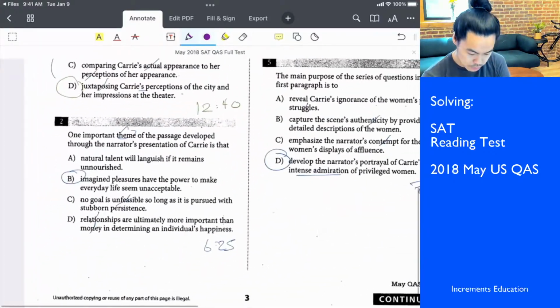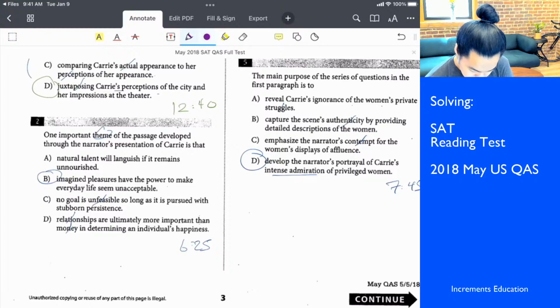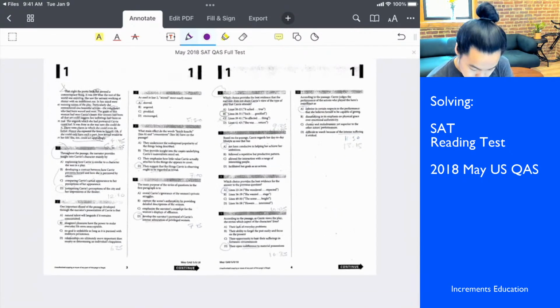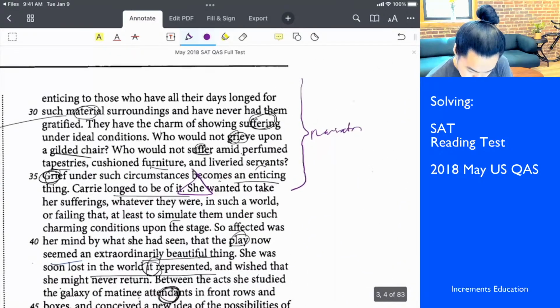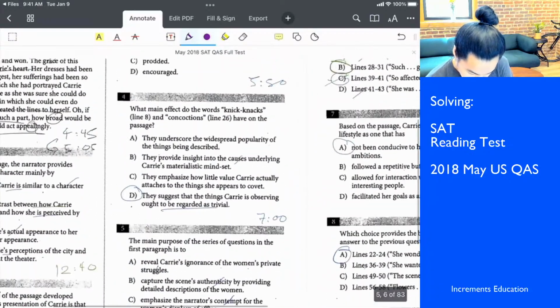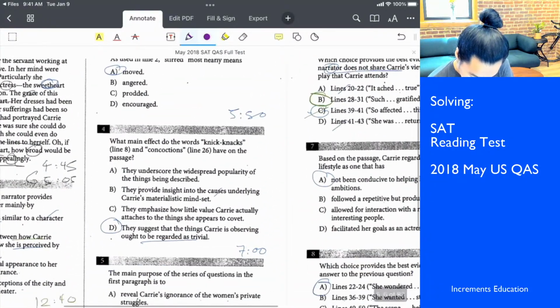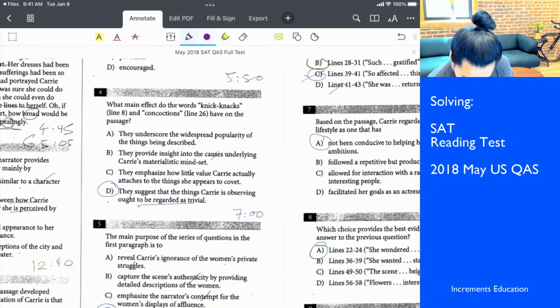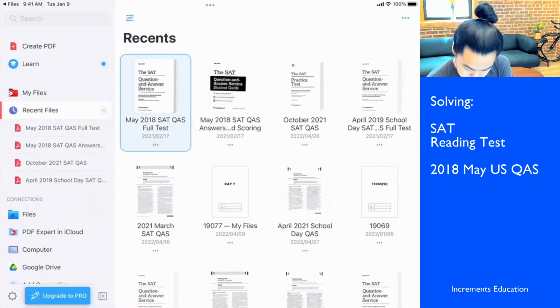But let me go through these questions one more time. The theme comes out at the top right: imagined pleasures have the power to make life unacceptable. That's over here. And then let's look at 3, moved, yep. The things ought to be regarded as trivial. Yep, that's the narrator's. Oops, sorry.